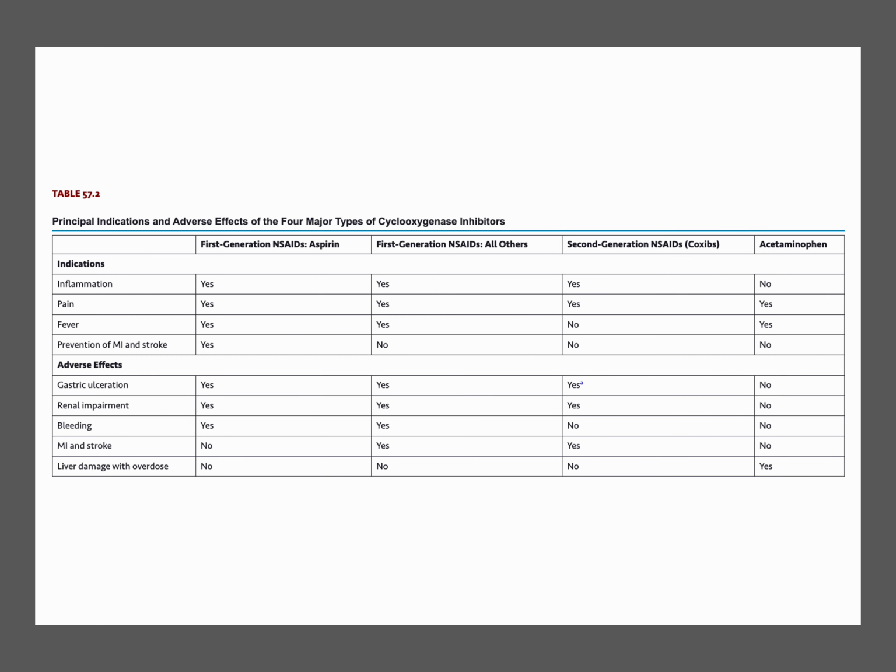For patients at risk for bleeding, you can use a second generation NSAID or acetaminophen. And for those patients that have liver damage that have been caused by an overdose of perhaps NSAIDs, acetaminophen would be your next go-to COX inhibitor.